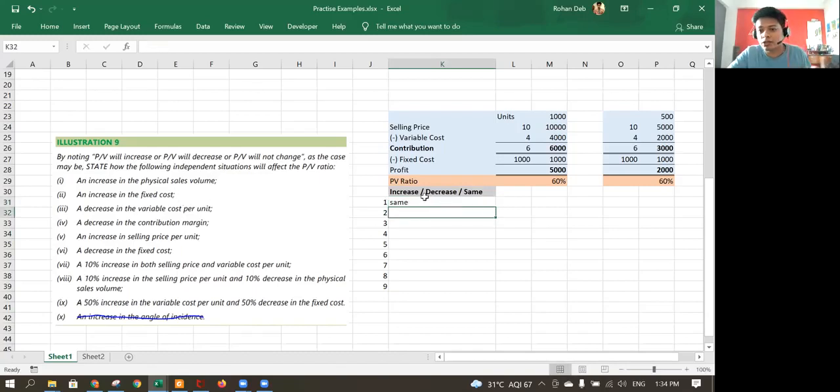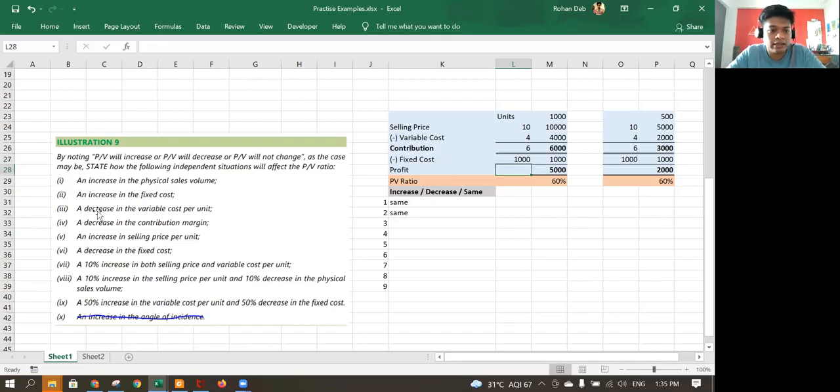Second question is increase in the fixed cost. Now, what will happen if I increase or decrease my fixed cost? Again, we are calculating the impact on my PV ratio. PV ratio is contribution by selling price, and this divided by this does not have anything to do with fixed cost. So even if I make my fixed cost 20,000, okay, I'll get a loss, but my contribution does not change. Even in this case, there is no impact on my contribution and selling price, so PV ratio will remain the same. Let me change this back to 1000 again.